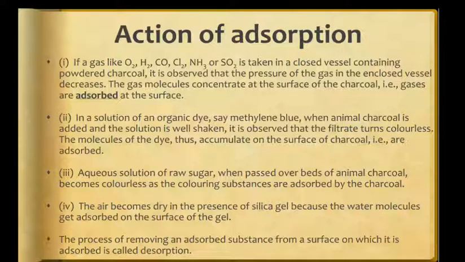Though desorption takes place on its own, it can be increased by increasing the temperature. Now what happens when we increase the temperature? The energy absorbed will weaken the forces binding the molecules of adsorbent and the adsorbate. As a result, the latter gets released from the surface.